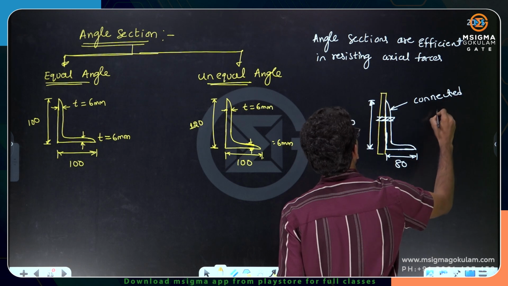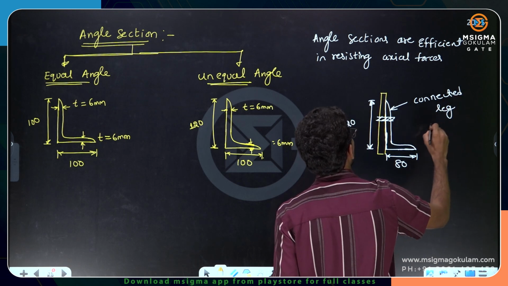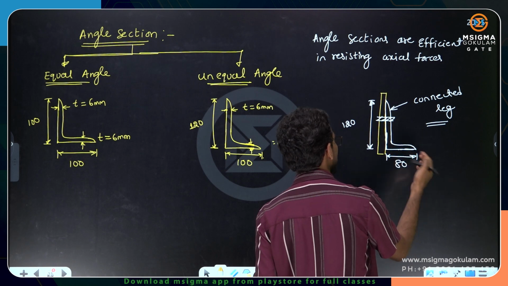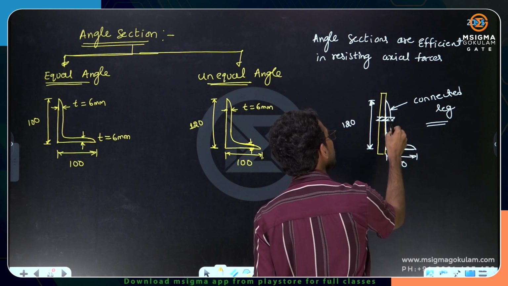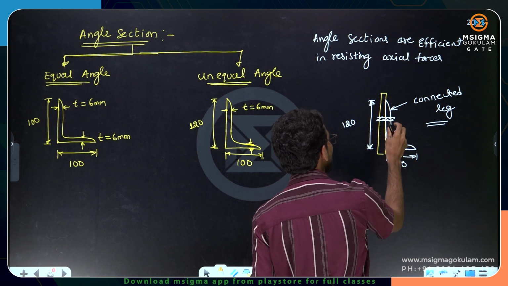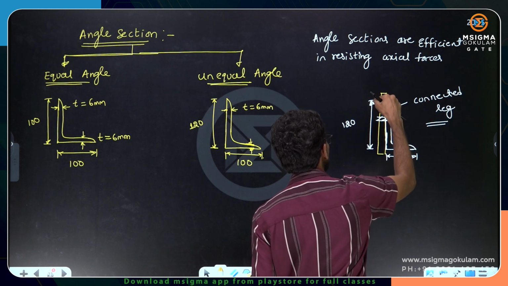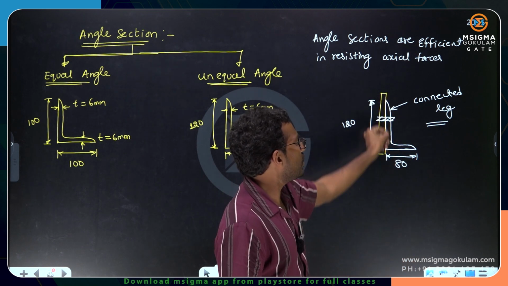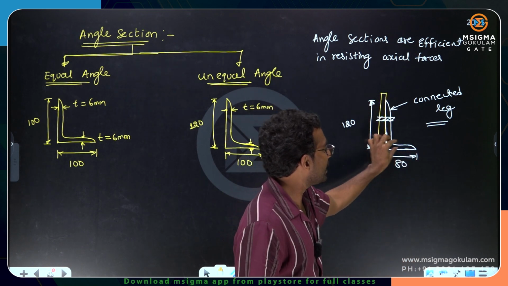This is the connected leg. The connected leg should be a stronger leg, and the outstanding leg can be a weaker leg, because the outstanding leg's purpose is only to give support to the connected leg. The majority of the load is transferred to the gusset plate through the connected leg. If it is a plate, no problem. Plate means only plate. There is no outstanding or unconnected leg like that.